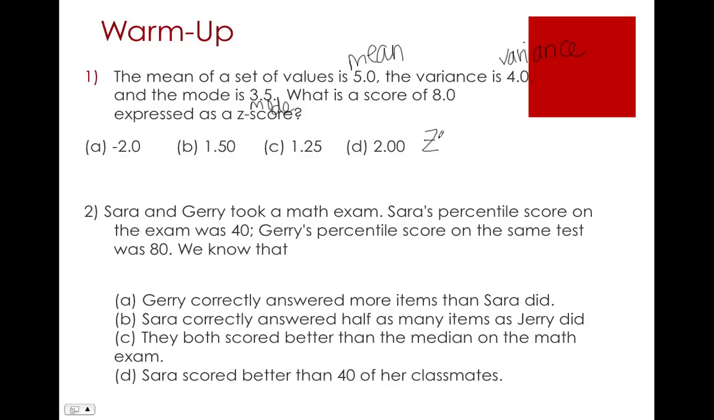Now I know a z-score is going to be x minus the mean. I can either write x bar or mu. Let's write mu, over the standard deviation, let's write sigma. So the x is what I want to find the z-score of. That's 8, minus the mean, 5, over, I'm not given the standard deviation.